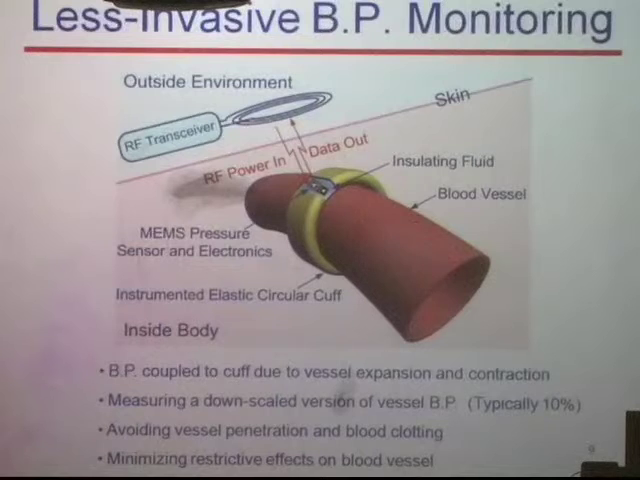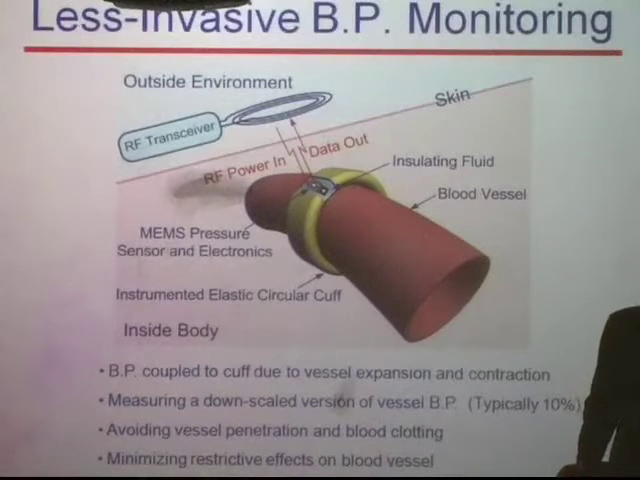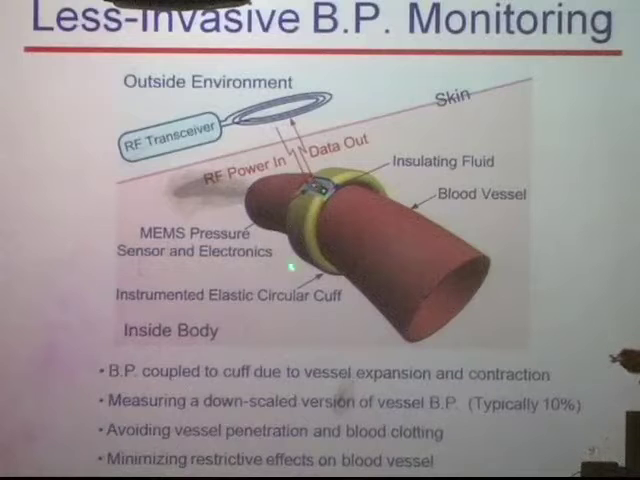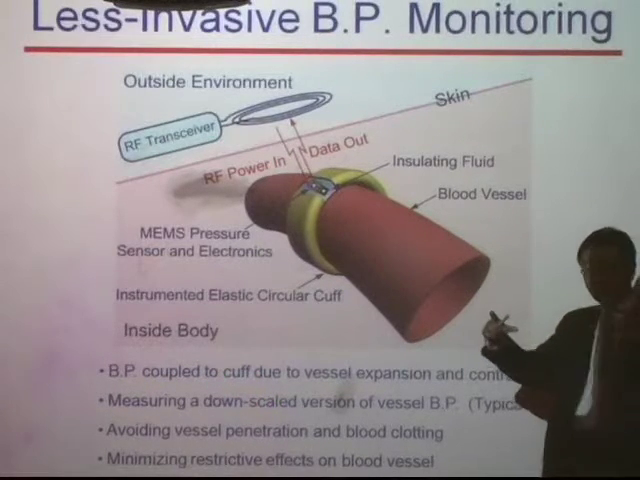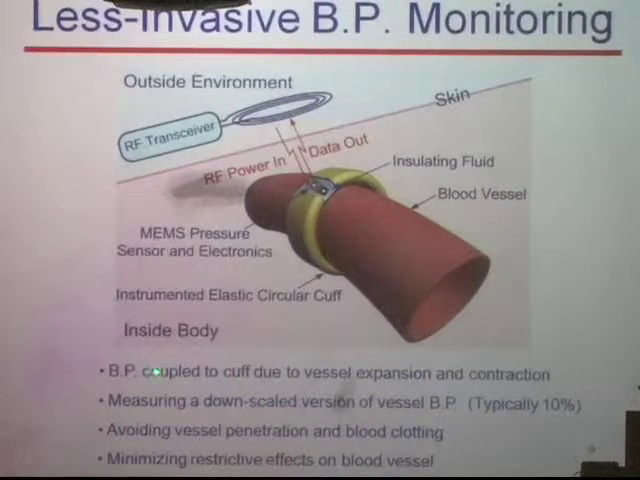So what we plan to do is build a less invasive blood pressure monitoring system. Less invasive doesn't mean that you don't do the surgery. We still have to do the surgery, but we want to implement a cuff that goes around a blood vessel without breaking the blood vessel. This picture shows the original concept. My collaborator, Professor Wenko, came up with this concept: if you build this type of cuff around the vessel, and the blood pressure inside the vessel expands and contracts, the blood pressure can be coupled to the cuff due to the expansion and contraction of the vessel.